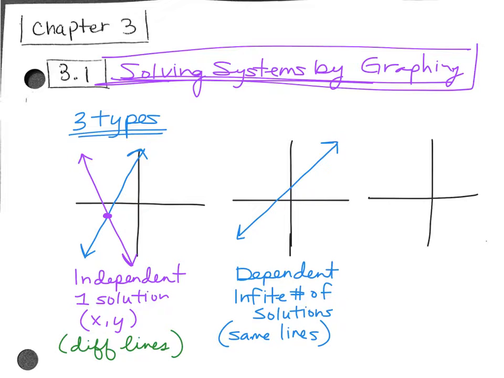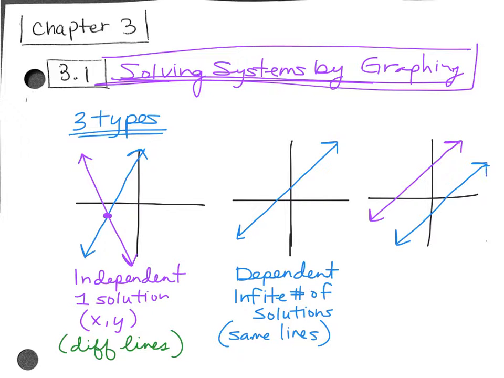So if I have two lines that are on top of each other, they are the same line. That means every point on that line is a solution. So we have an infinite number of x's and y's that will work out, okay? So that's dependent. And then the last one is if you have something that looks like this.